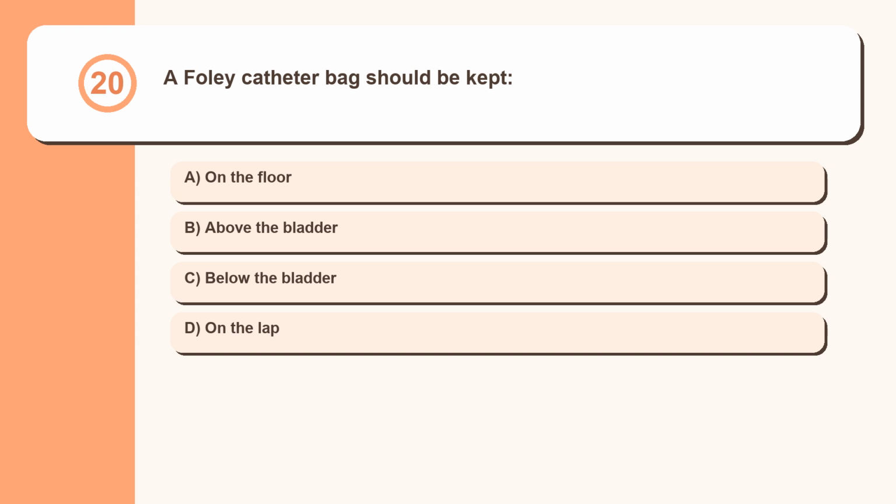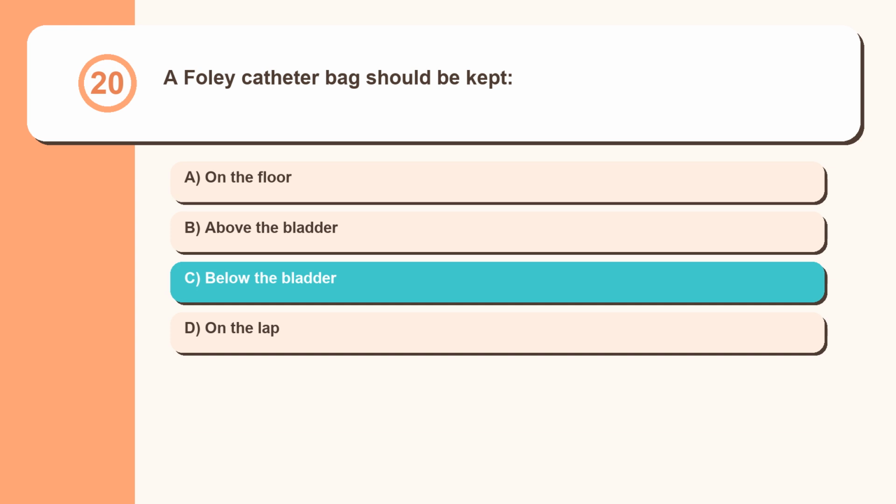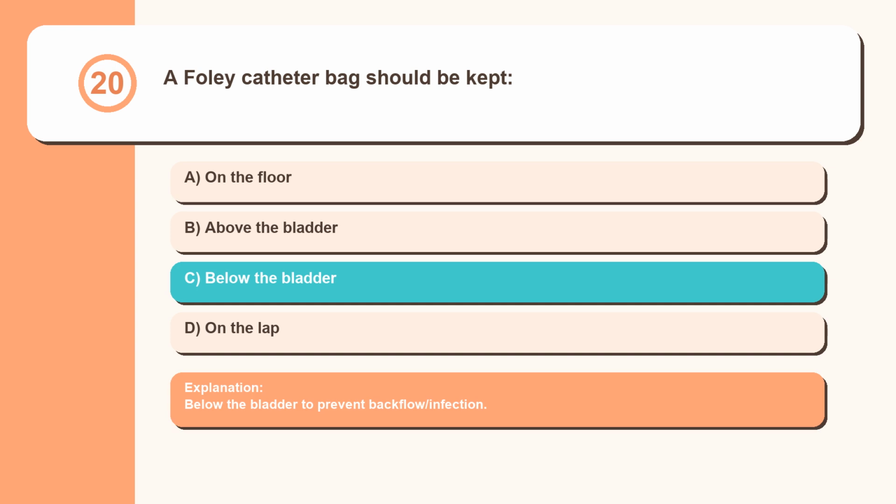Question 20. A Foley catheter bag should be kept on the floor, above the bladder, below the bladder, on the lap. Answer: Below the bladder to prevent backflow and infection.